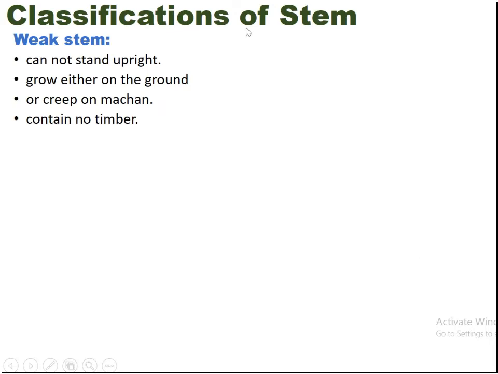Now let's talk about the weak stem. They cannot stand upright. They grow either on the ground, or they creep on the machan. In Bengal we call it macha. Plants like lau shak, or pumpkin, usually creep on the machan. Interestingly, because their stem is weak, they contain no timber. There are three types of weak stem. The first one is the creeper.